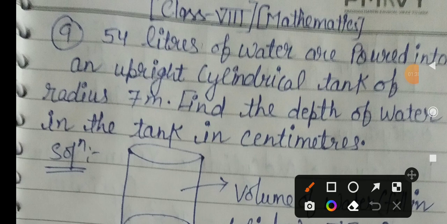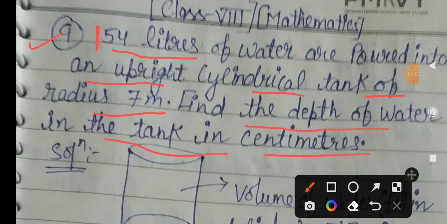Okay, so question number 9 is here. 154 liters of water is poured into an upright cylinder tank of radius 7 meter, and find the depth of the water in the tank in centimeters. So this is the capacity, that is the volume, of a cylinder, because liter is for liquid and liquid has capacity.